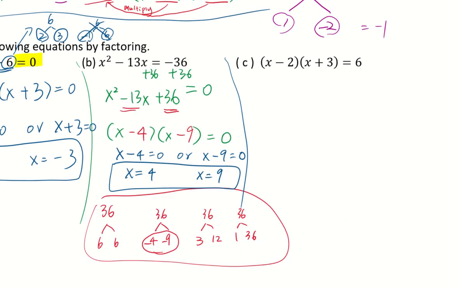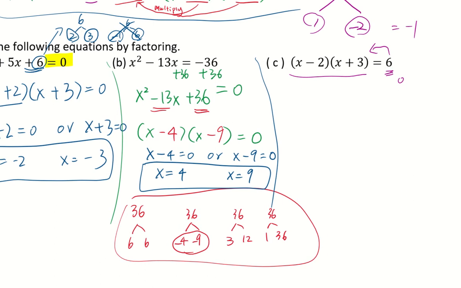Now let's look at problem c here. (x minus 2) times (x plus 3) equals 6. You may think, it is so nice, the problem is already factored for us. But the problem is, the other side is not equal to 0. It's a 6. We want one side equal to 0. So we have to actually break the left side and move the 6 to the right side.